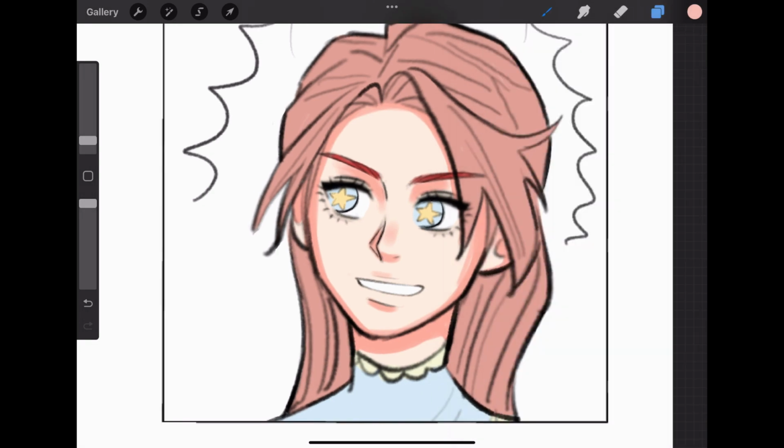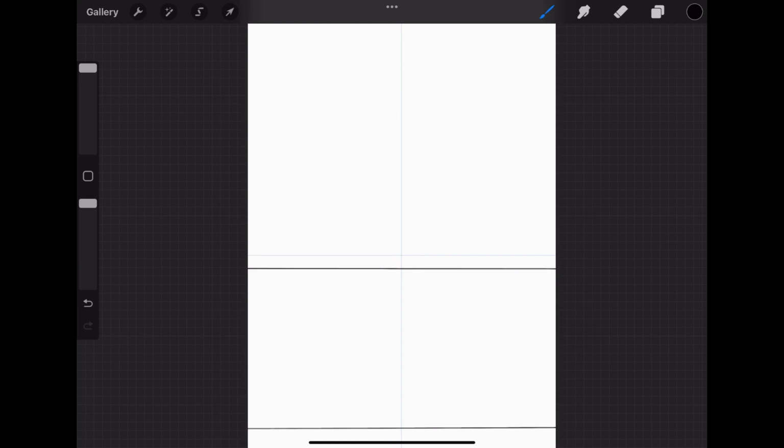I would also advise that you not include too many speech bubbles per panel. For example, let's say that these two characters here are having a conversation.